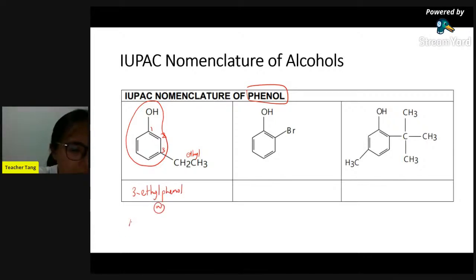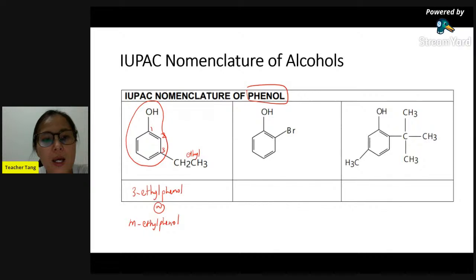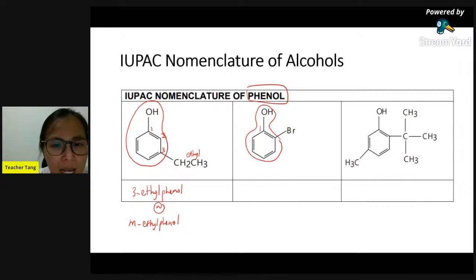Or we can also call it methylphenol. Now we move on to look at the second compound. Again, the parent is phenol. The carbon of the benzene where it is attached to a hydroxyl group is carbon number 1. So this is carbon number 2. So this is 2-bromophenol, or we can also call it ortho-bromophenol.